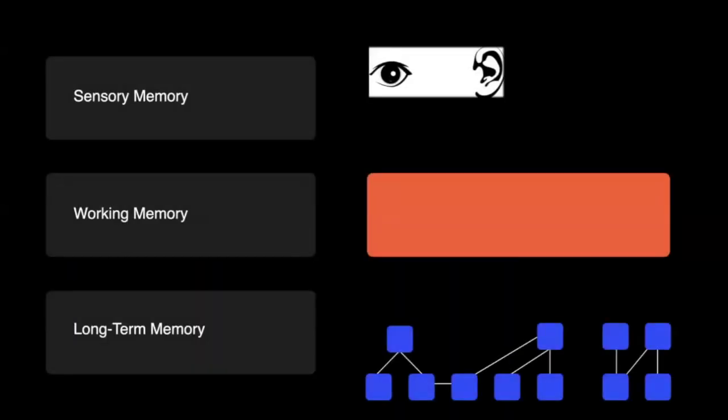This is how it goes. The information processing model begins with sensory memory. We receive information through our senses, primarily visual information and auditory information. Before new knowledge can be stored in long-term memory, it must first pass through and be processed in our working memory. Our working memory has a very limited capacity. It's what we're conscious of at any given time.